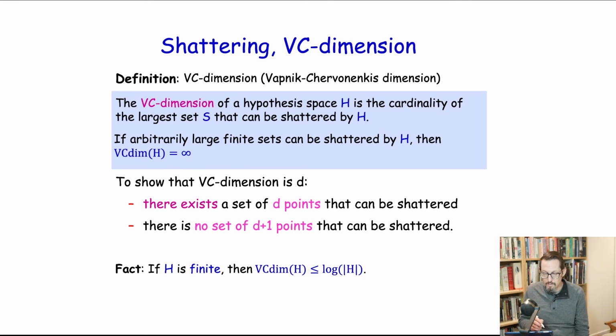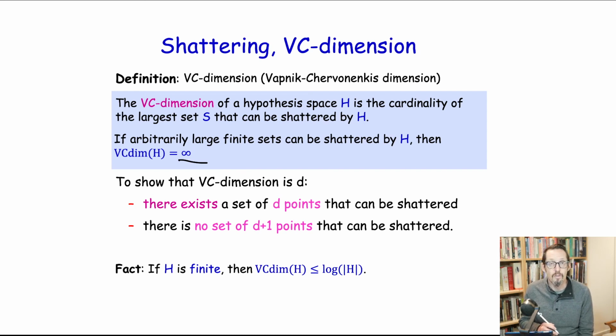So to do that, we need to add in a few more things. The VC dimension of a hypothesis space is the cardinality: the number of data points that can be shattered by H. And again, shattered means that all pairs of points can be separated. If an arbitrarily large set can be shattered by H, then the VC dimension is infinity. That's just a definition that you don't have to worry about.